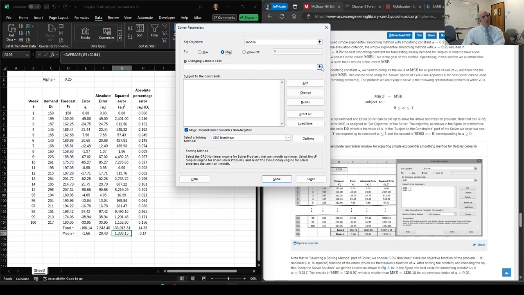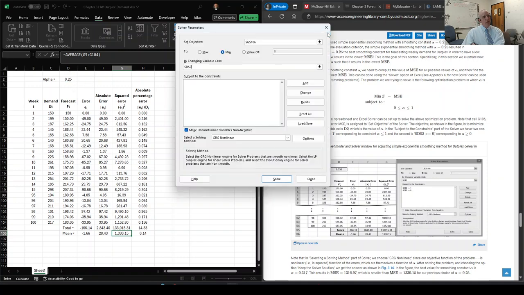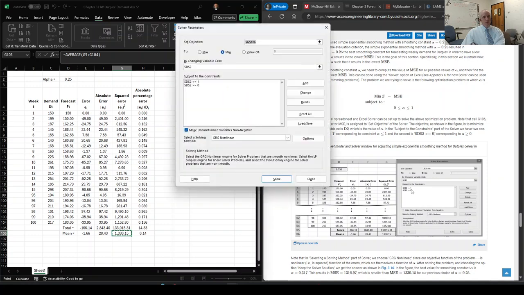What are we going to change? We're going to change our alpha cell, which is D2, 0.25, subject to the following constraints. So we need to add some constraints. One constraint is that D2 has got to be less than or equal to 1. That's our first constraint. So I clicked here, click on my D2, less than or equal to 1. I'm going to add D2 has got to be greater than or equal to 0. And I'm going to click OK. And those are the two constraints.